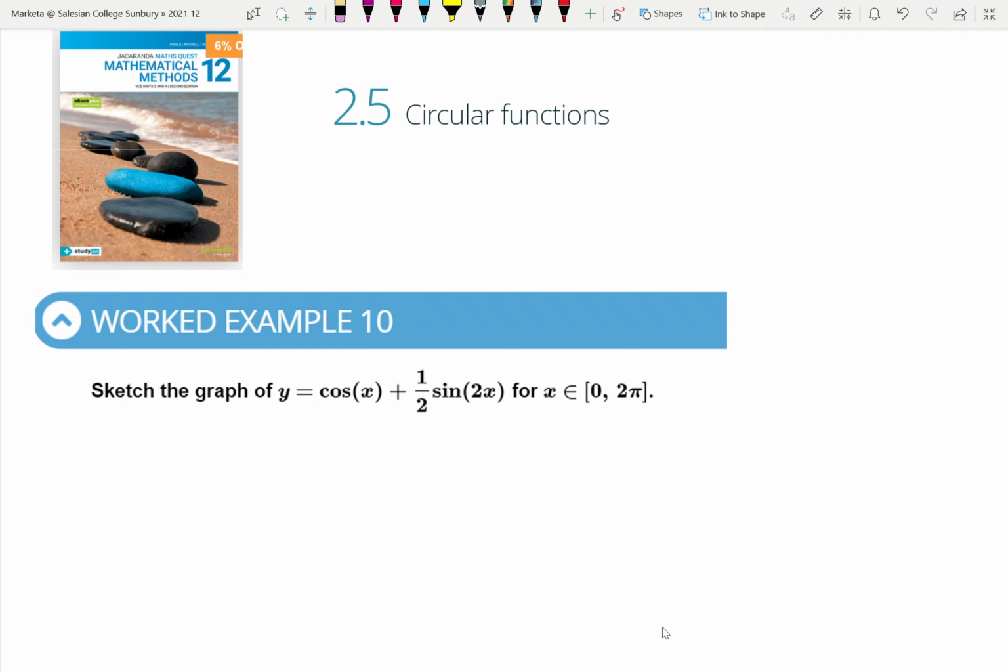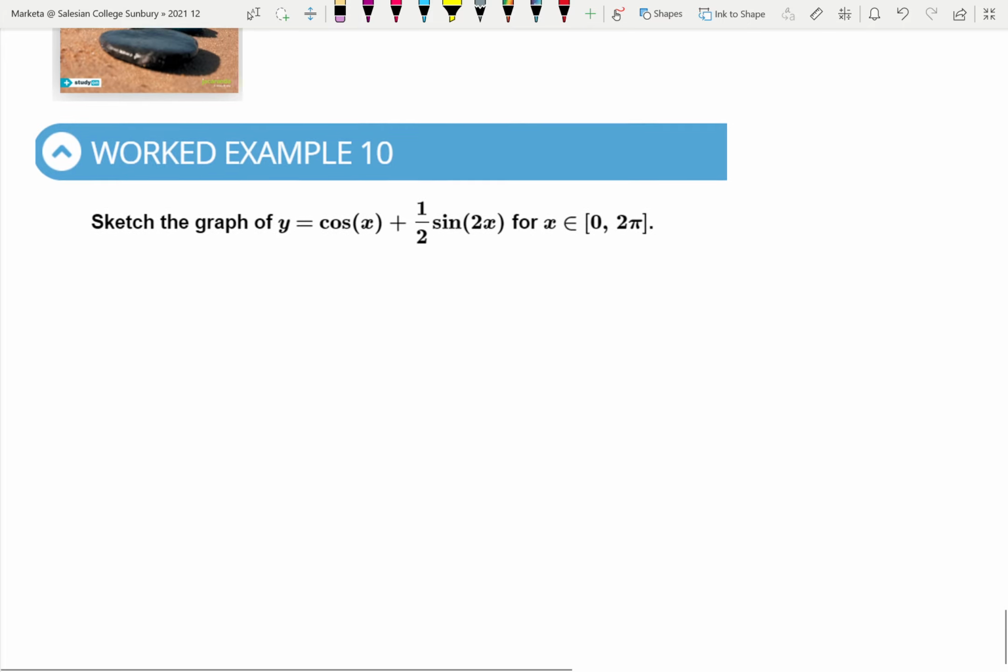Hi guys, this is the second part of the examples from exercise 2.5 for sketching sine and cos graphs. So this one's a little bit harder. It's an addition of ordinates example really. So we're sketching the combined cos x plus half sine 2x for 0 to 2 pi.